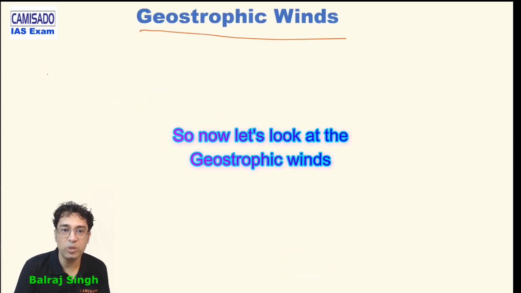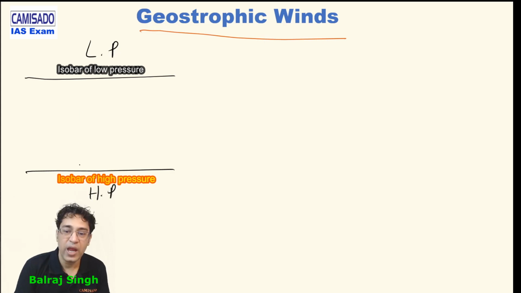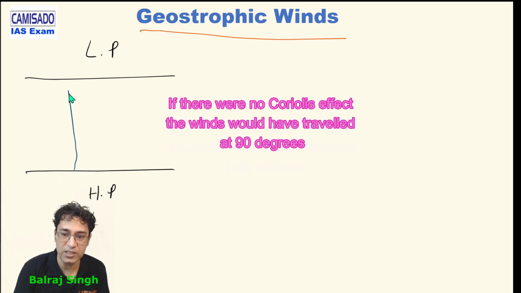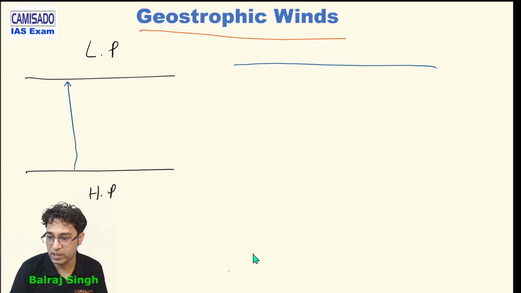So now let us look at the geostrophic winds. For example, if there are two isobars, this is high pressure and this is low pressure, and if there were no Coriolis effect, the winds would have just traveled like this at 90 degrees. On the other hand, if we take into account the Coriolis effect, now what will happen?